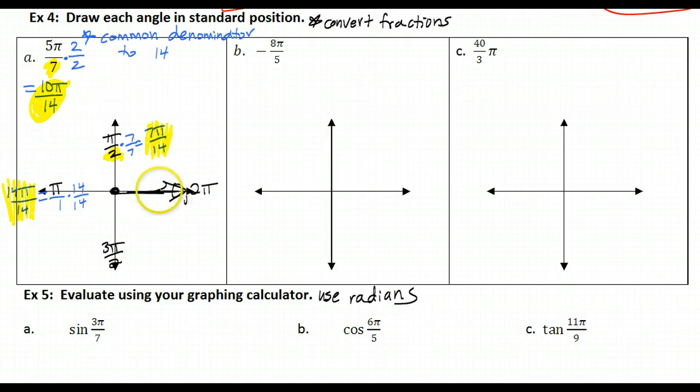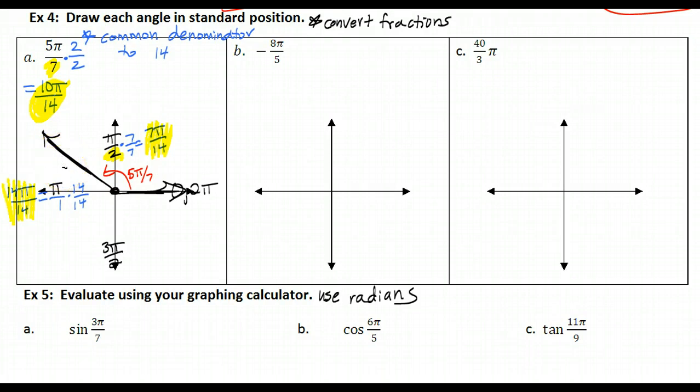So again, initial side starts there, and then my terminal side is here because I have a common fraction denominator, so I can compare these, and 10 pi over 14 is between 7 and 14 pi over 14. And then when I label it, I'll put the original one down, but there's my graph. And again, maybe I'm not sure exactly where 10 pi over 14 is, but as long as I have it in the correct quadrant, I'm happy with that.